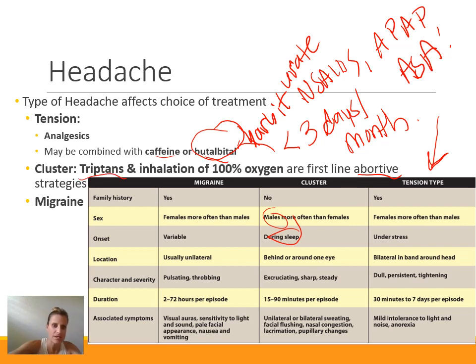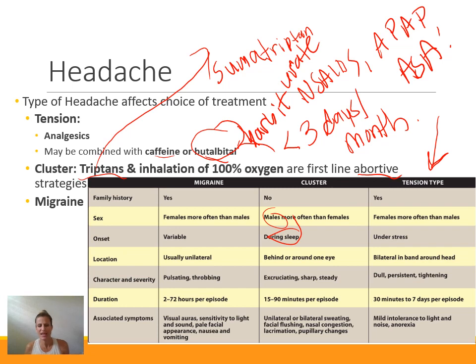That includes the original and most common triptan, sumatriptan. Sumatriptan is Imitrex, one of the first modern migraine medicines that we've had. We can use triptans for cluster headaches as well as inhalation of 100% oxygen. Both are first line options to try and abort the cluster headache once it's started.